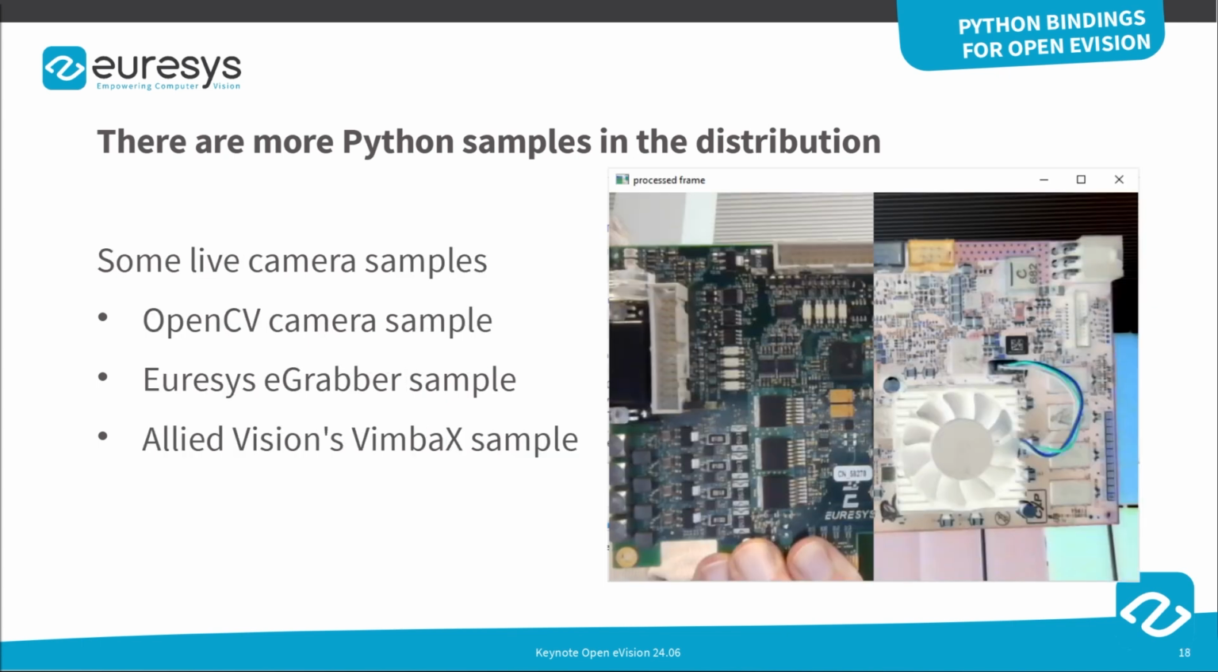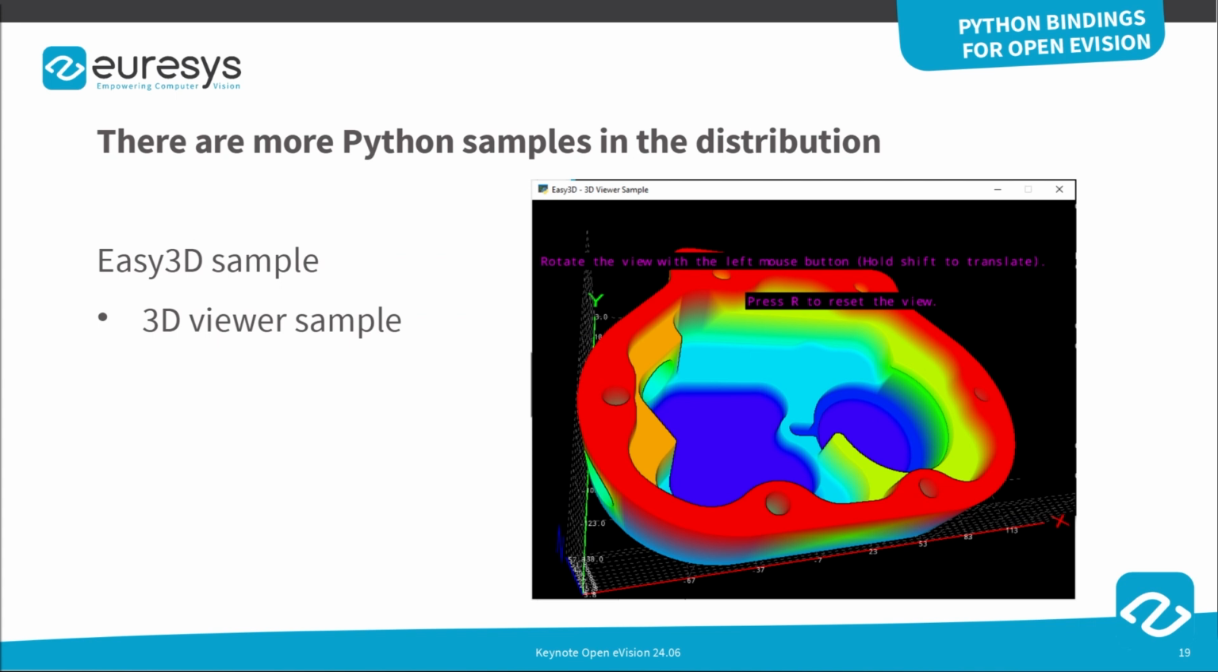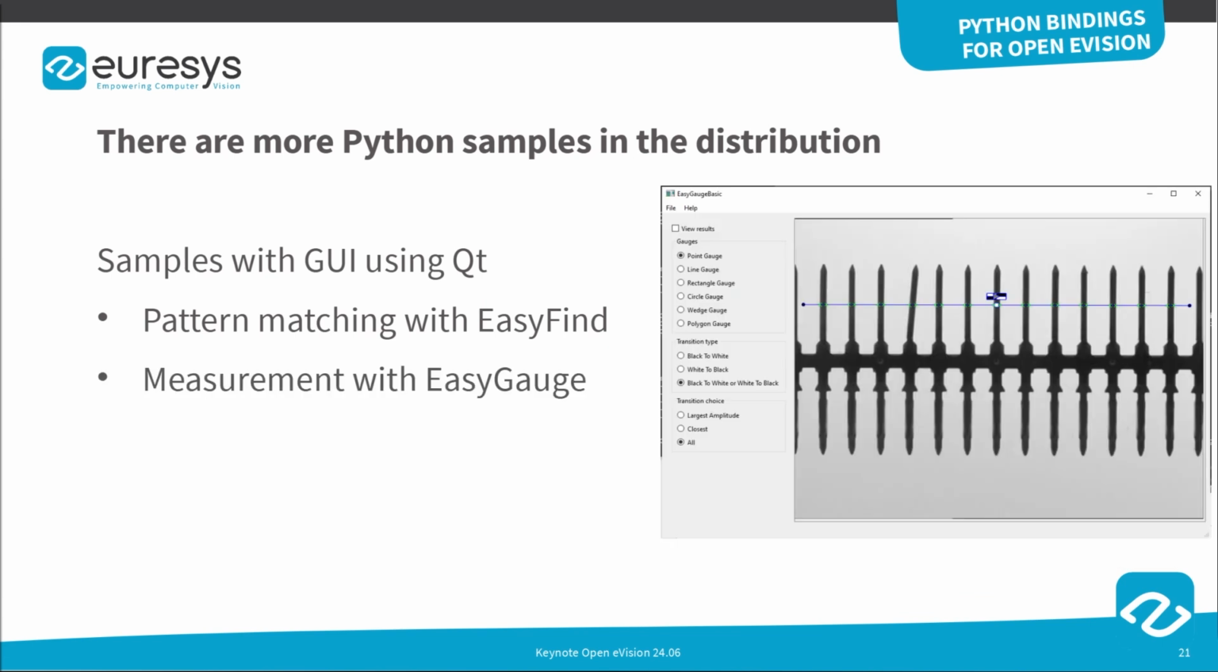And also, we include some live camera samples in the distribution for OpenCV camera, using eGrabber from Euresys and using Allied Vision Vimba-X SDK. So these samples are, of course, the starting point for you to play with and build your own application using eVision components. We have also a sample for a 3D viewer, which shows how to display point clouds or meshes live in the Python application. And finally, we include a graphical user interface using Qt for pattern matching using EasyFind and measurements with EasyGauge.